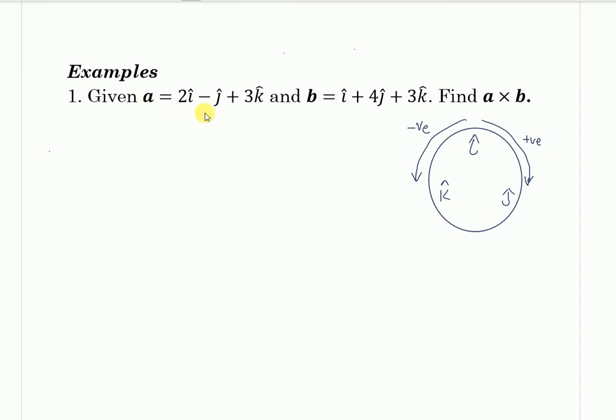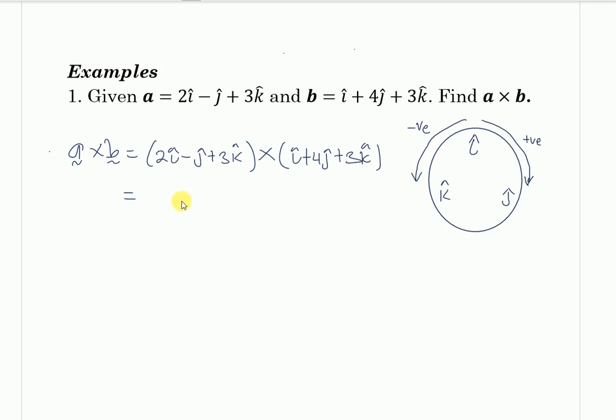Given vector A equal to i minus j plus 3k and vector B equal to i plus 4j plus 3k, find A cross B. A cross B, we have 2i minus j plus 3k crossed with i plus 4j plus 3k.